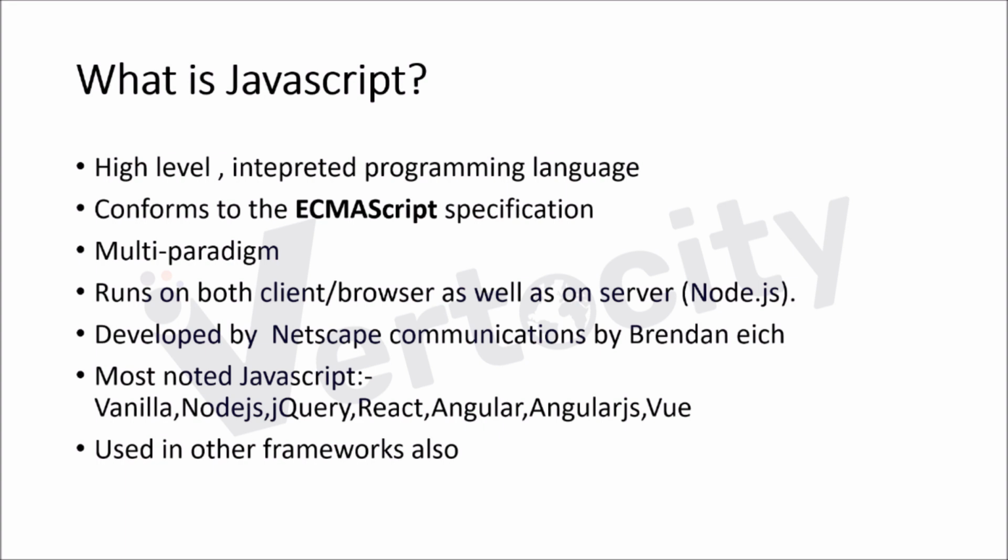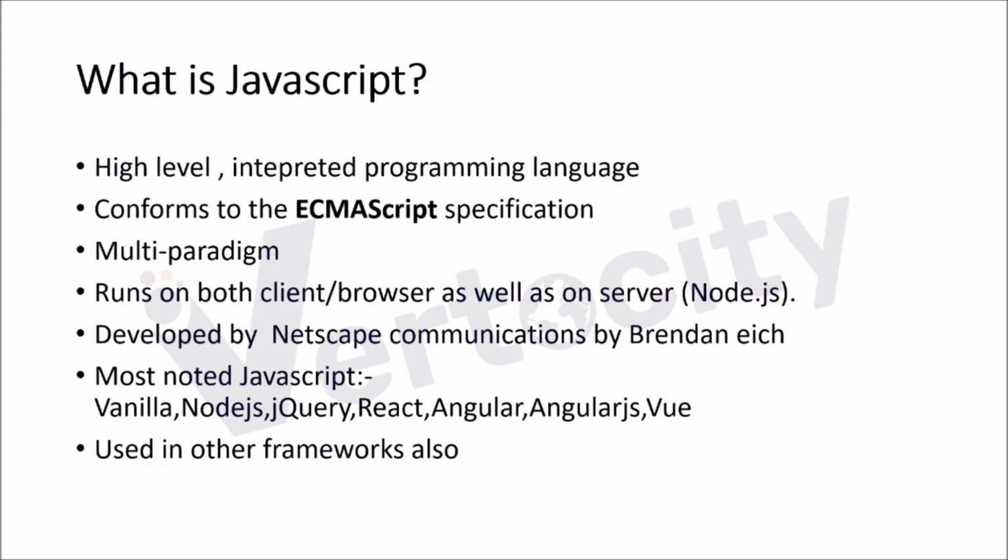It runs both on the client and browser as well as on the server, so you can use it very efficiently both on front end and back end. It was developed in the early 90s by Netscape Communications under the guidance of Brendan Eich, to support JavaScript on the front end while Java on the back end. Some of the most notable JavaScript we see today is vanilla JavaScript, Node.js on the back end, jQuery, React, Angular, AngularJS, and Vue.